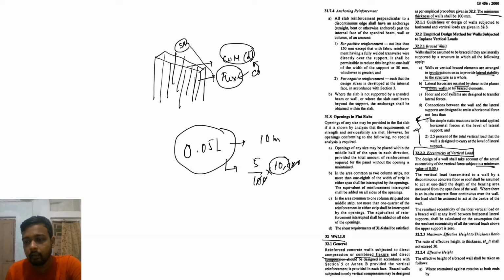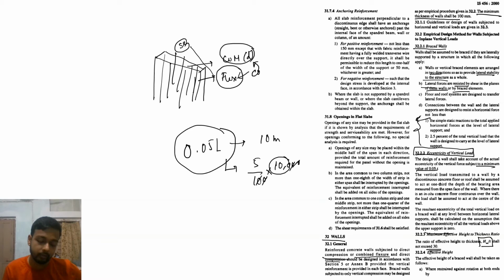The vertical load transmitted to a wall by a discontinuous concrete floor or roof. Okay. The resultant eccentricity of the total vertical load on the braced wall at a level where the vertical load above the upper support is 0. The maximum effective height to thickness ratio: the ratio of effective height to thickness, H by t, shall not exceed 30. So thickness is 100, but here they have given another clause, that H by t should be 30.